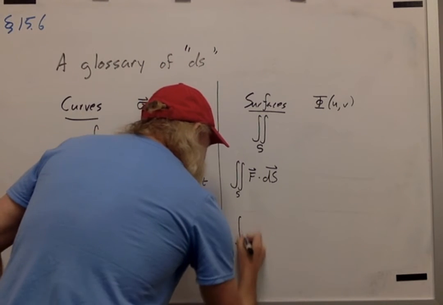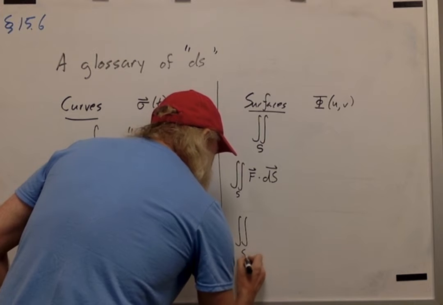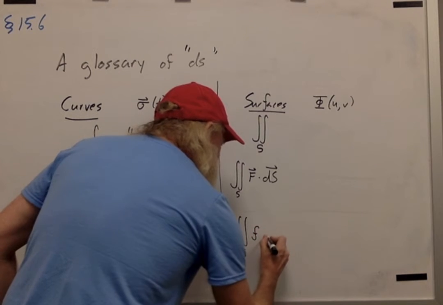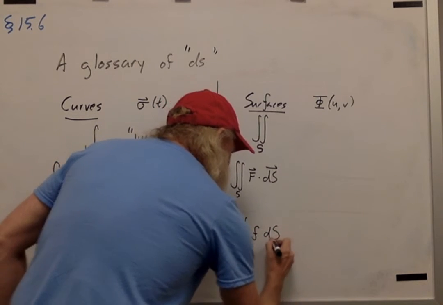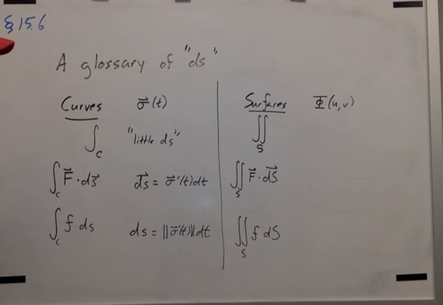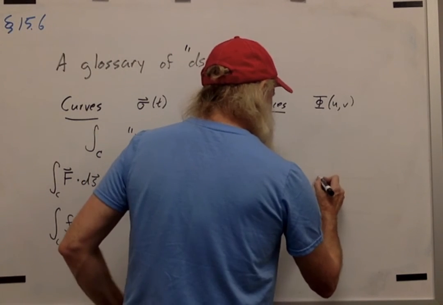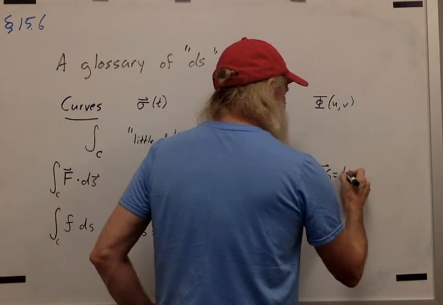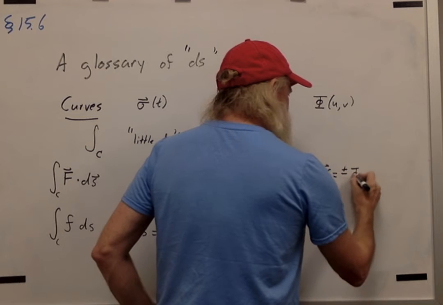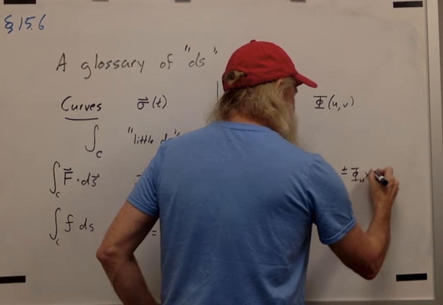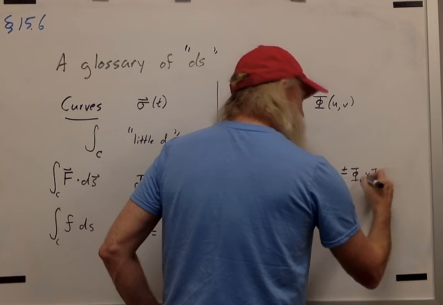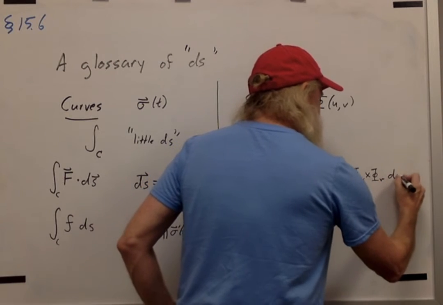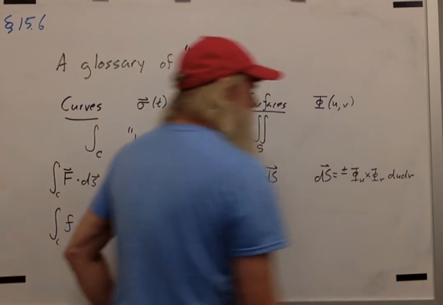But we've also seen integrals of the form double integral of a function times big scalar ds. And let's look at the difference between those ds's. Big vector ds is given by plus or minus the cross product of d phi du with d phi dv, du dv.